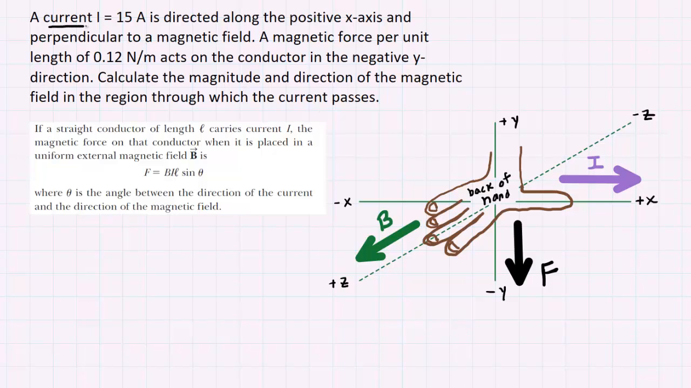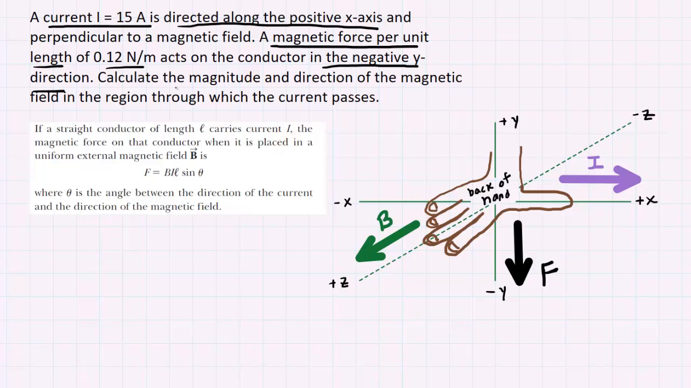We have a current equal to 15 amps that is directed along the positive x-axis. So we have symbolized that with a purple colored vector showing the current pointing along the positive x-axis. We then have a magnetic force per unit length of 0.12 newtons per meter that's acting on this conductor, and it's acting in the negative y direction. So we have drawn a magnetic force pointing straight down in the negative y direction.